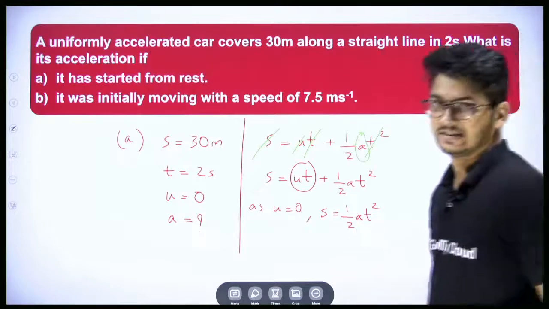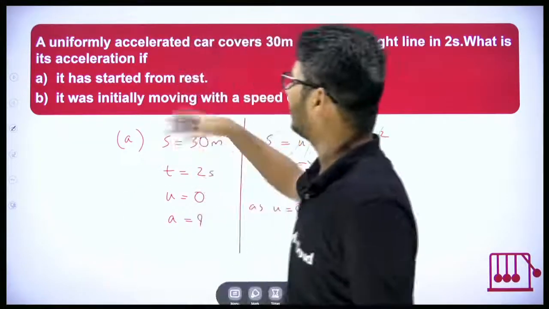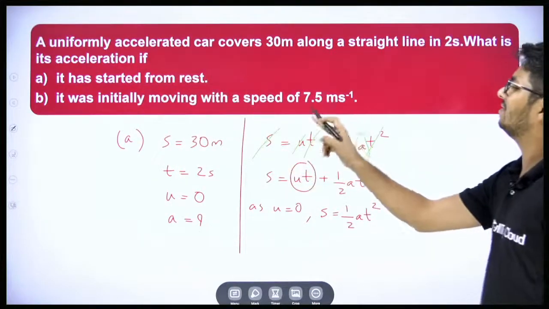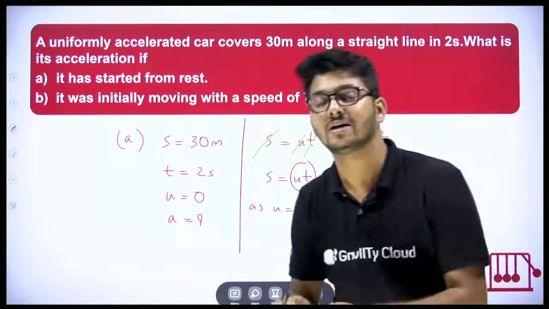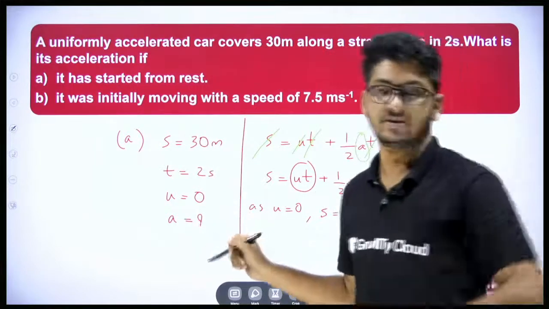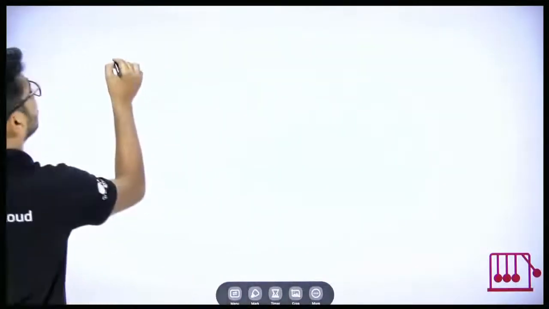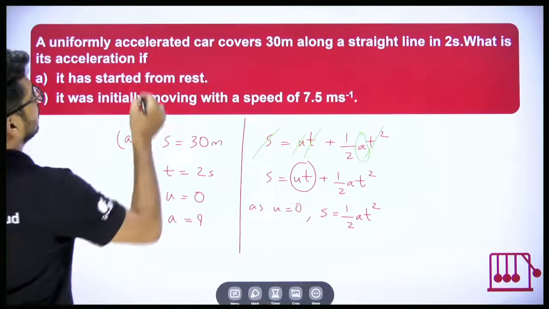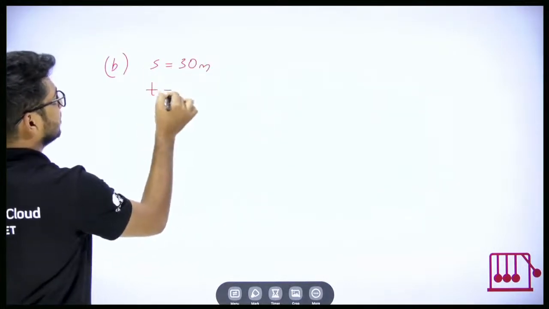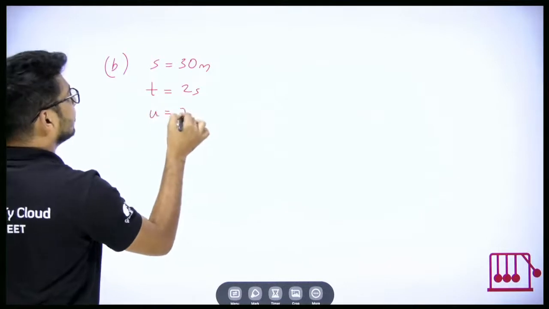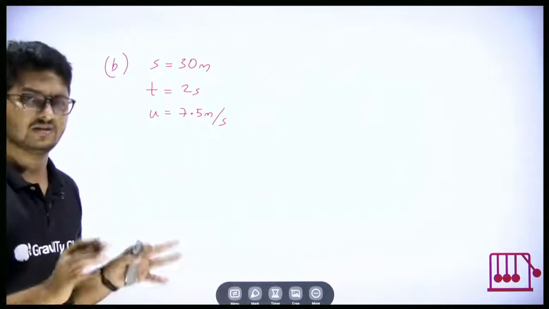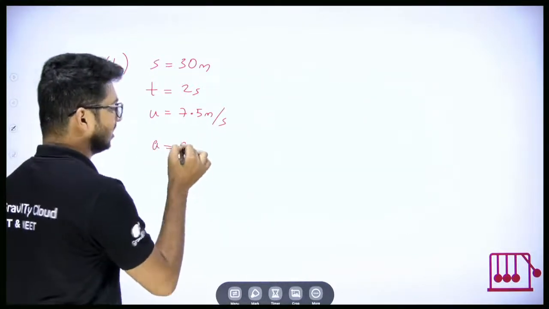Now I'll go into the second case. Case B. Now case A and case B are similar. The only thing is, in case B, it was initially moving with a speed of 7.5 meter per second. That means the initial velocity is different. Everything else is the same. If I write down the given information, s is the same, time is the same. S is equal to 30 meters. Time is equal to 2 seconds. U is given as 7.5 meter per second. That is the change. And again we have to find out acceleration.